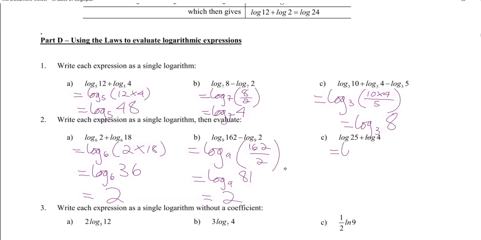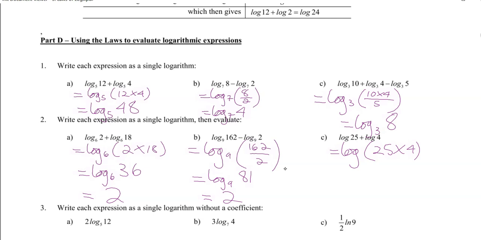Log 25 plus log 4. So what does that become? To write it as a single log, it's the log of 25 times 4. So write it, take your time, one step at a time, right? You got to show work. So if you're on the diploma, you can't just jump. Okay, just show the work.